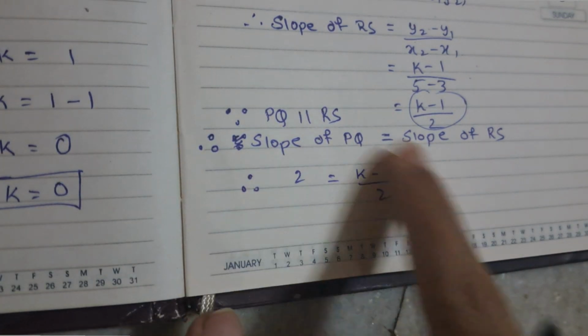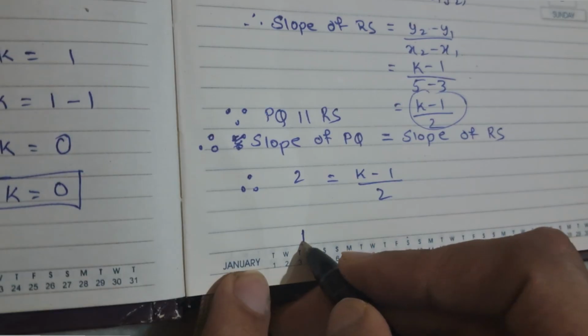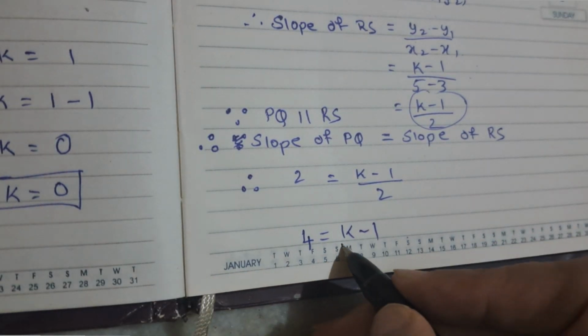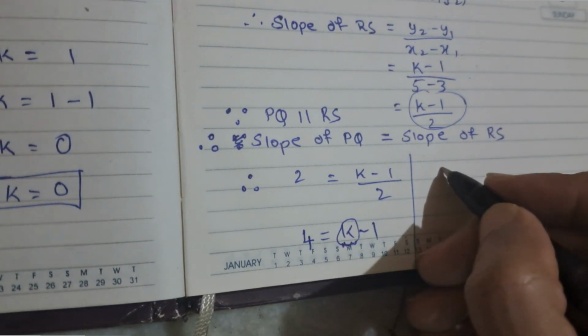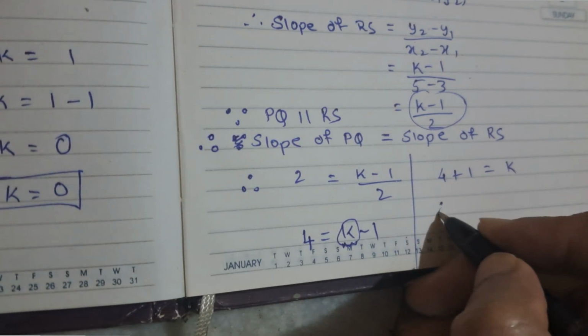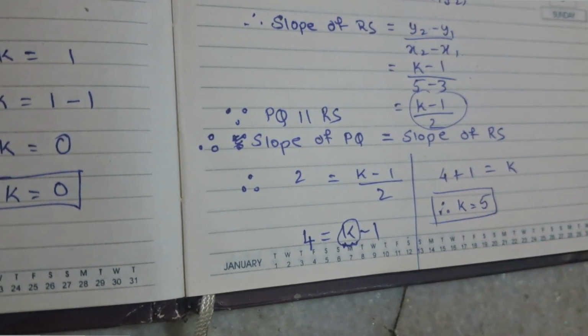And now it is just a matter of simplification. Let me send this 2 over here. 2 twos will become 4. So it will become 4 is equal to k minus 1. And I am concerned about k, right? I need k's value. So I will send this minus 1 over here. It will become plus 1. 4 plus 1 equals k. So finally I have the value of k with me. k is nothing else but 4 plus 1, which is 5. And here you have your answer of k.